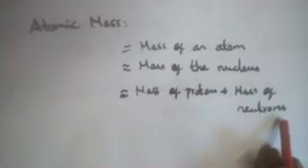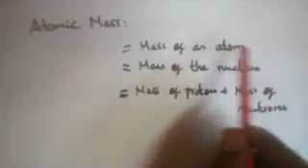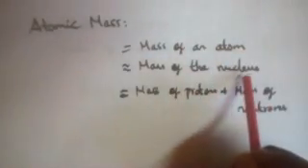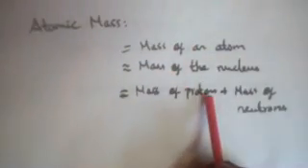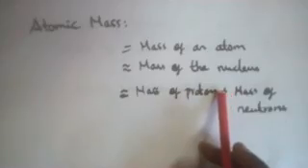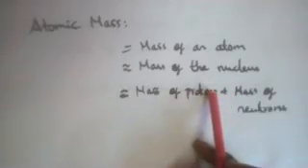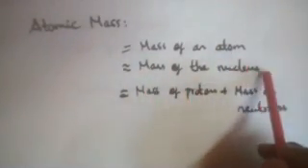Just as the shot put is covered with paper, similarly the nucleus is surrounded by the orbits, and the electrons are revolving around the nucleus in the orbits. One thing you should understand is the mass of the atom is almost equal to the mass of the nucleus, because the orbits and the electrons are very less in mass. Therefore their mass can be neglected because it is negligible. So the mass of the atom is equal to the mass of the nucleus.